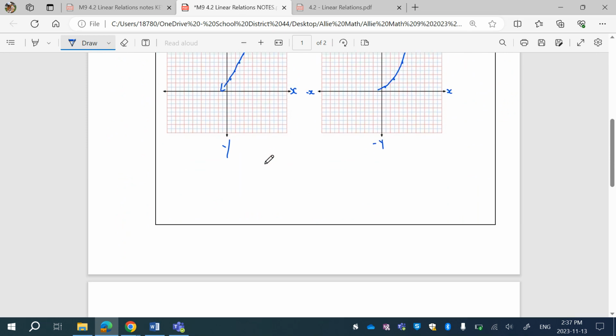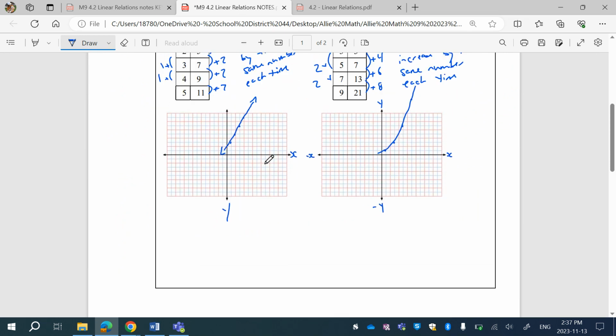So let's move on to the next one. You can copy that down if you can. So these are our positive x's over here. These are our negative x's over here, negative y's and positive y's.